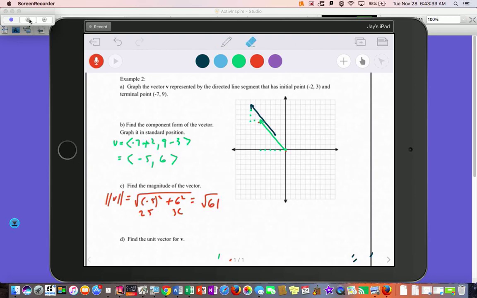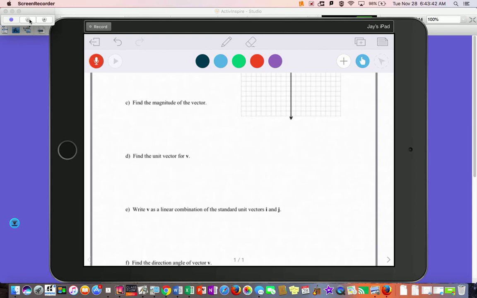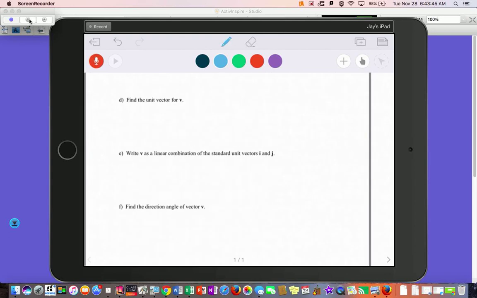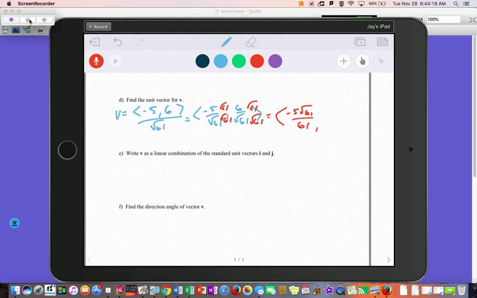And then they ask us to find a unit vector. And a unit vector is simply to take your vector, which is negative 5, 6, and put it over your magnitude. So then you have negative 5 over the square root of 61 and 6 over the square root of 61. And we really should do our rationalizing trick. Multiply the top and bottom by the square root of 61. And so you really end up with negative 5 square root of 61 over 61 and 6 root 61 over 61.